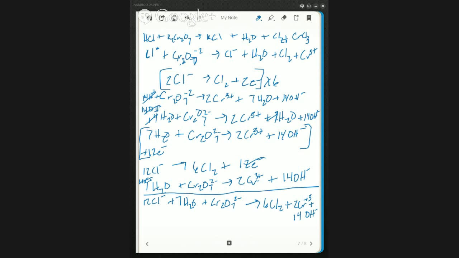Let me go ahead and switch over so you guys can see me. But again, all we're looking for here is what is the change. We're not concerned with the spectator ions that are just floating there in solution. They're not going to do anything for us. And so we want to make sure that we're keeping this all together.